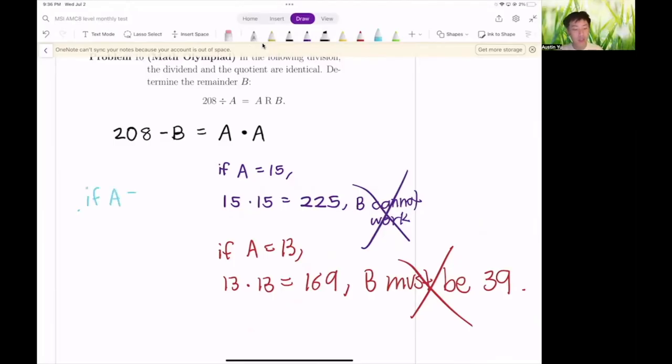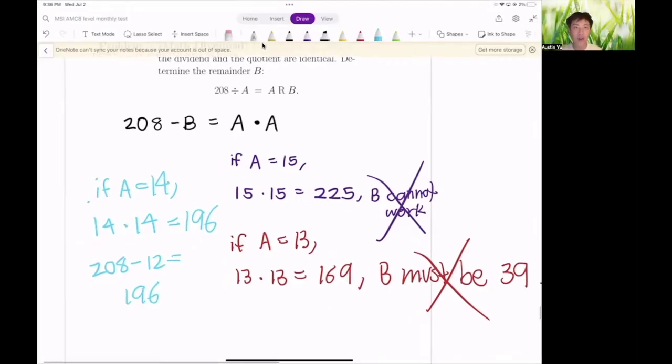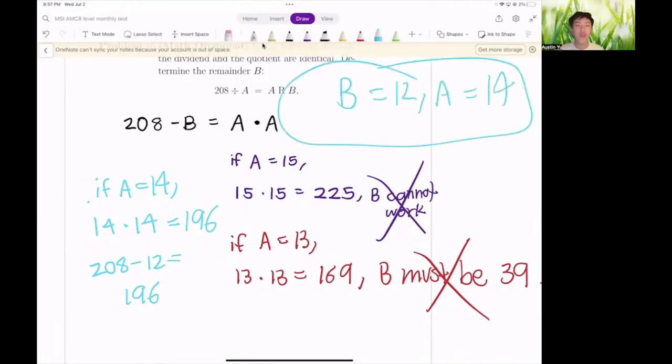Now let's see 14. 14 is in the middle of them. If a equals 14, and 14 times 14 equals 196, then what would b be? Well, 208 minus 12 would get us 196, and this satisfies all equations. It's logical, it makes sense, and most importantly, the remainder b, which is 12, is less than the divisor, which is good. Therefore, b, the remainder, equals 12, and a equals 14. And that's the solution to problem 16.